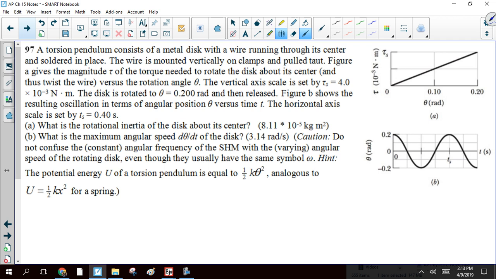The wire is mounted vertically on clamps and pulled taut. Figure A over here gives the magnitude tau of the torque needed to rotate the disc about its center and thus twist the wire versus the rotation angle. The vertical axis scale is set by tau s, which is 4 times 10 to the negative third Newton meters.